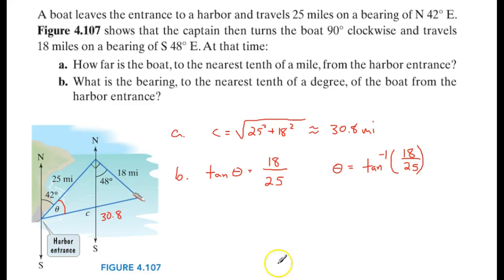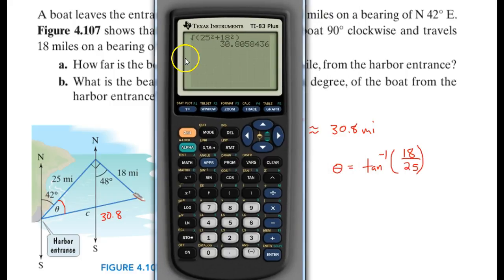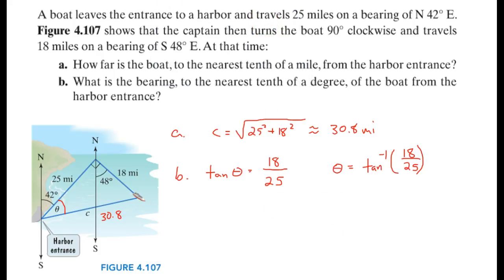And I just type that in my calculator again. Make sure you're in degree mode. You should be from earlier problems in this section, but just make sure you're in degree mode before you do this. Okay, we're in degree mode. So I'm going to say the arctangent of 18 over 25. And I get 35.75 roughly. So theta is about 35.75 degrees.